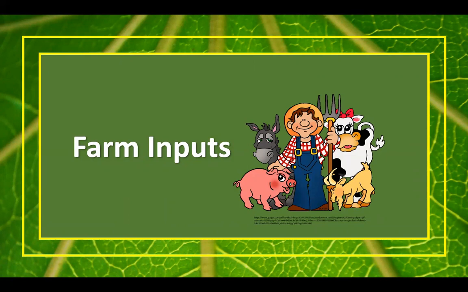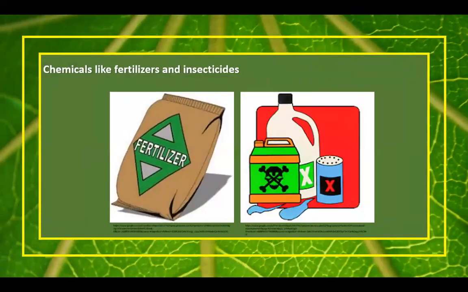There are resources used in farm production or crop production. We have the chemicals, the equipment, feed, seed, and energy as farm inputs. Let's check the items below for the guide. The first one is the chemicals, like fertilizers and insecticides. Fertilizers can be organic or inorganic. Examples of organic fertilizer are cow manure, bone meal, organic compost, and green manure crops.